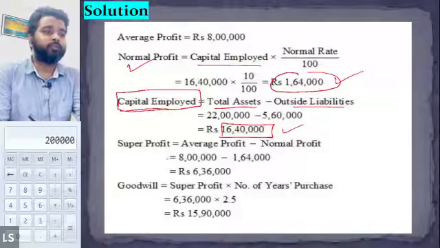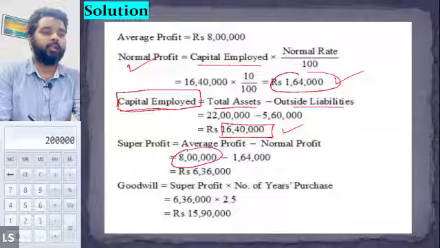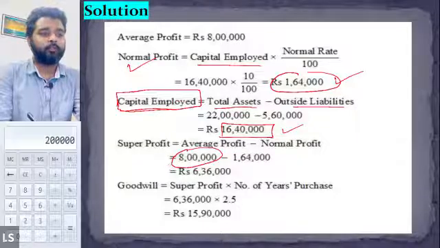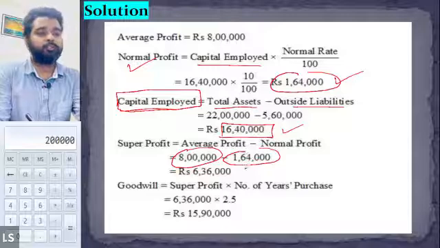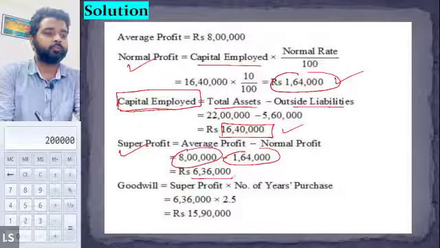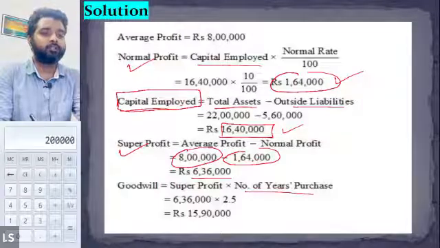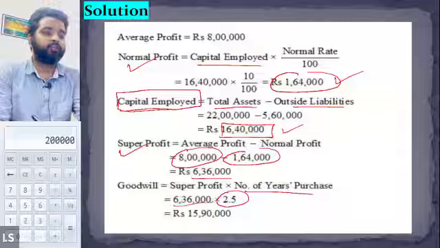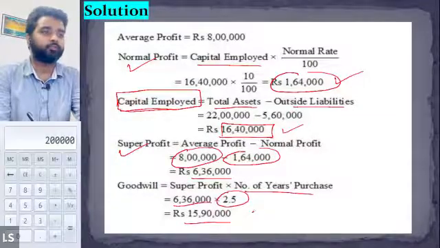Okay, and average profit is directly given in the question. 8 lakh is the average profit, and normal profit is 1,64,000. After subtracting the normal profit out of the average profit, we will get the super profit, which is 6,36,000, right? And now simply multiplying it with the number of years' purchase. Number of years' purchase is 2.5 years. So we will multiply 6,36,000 into 2.5. We will get 15,90,000. 15 lakh 90.